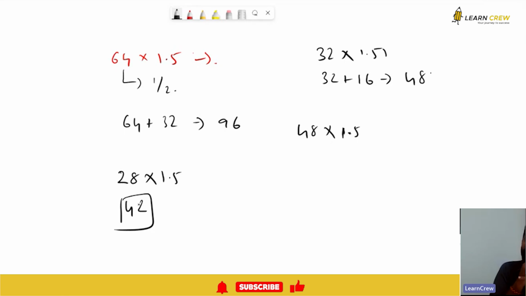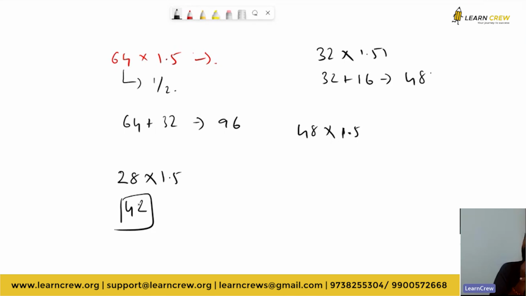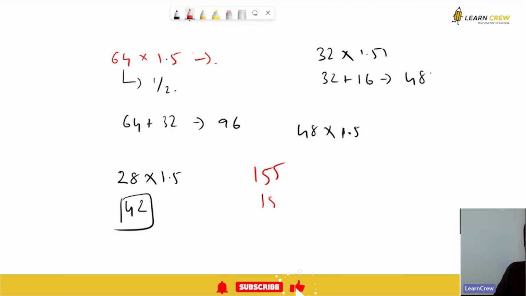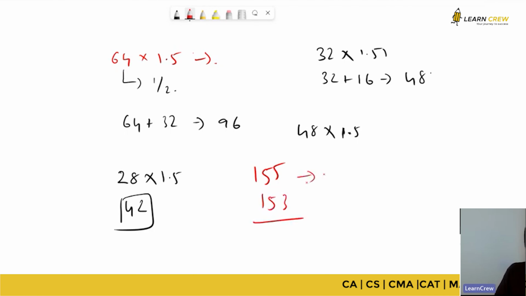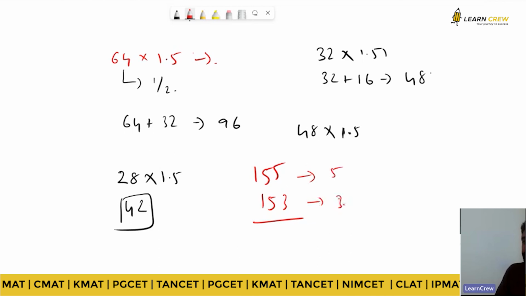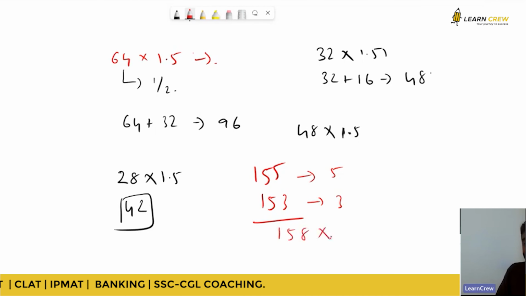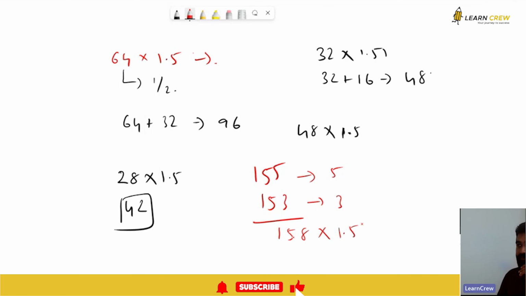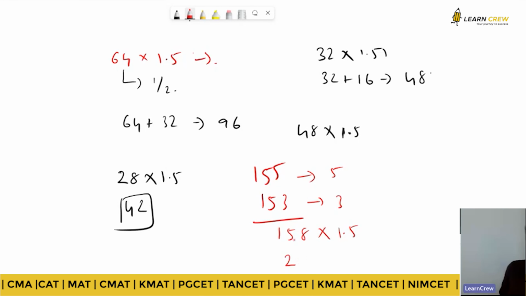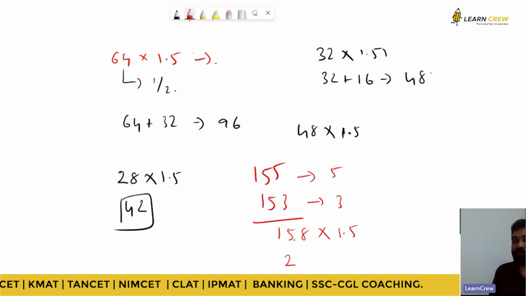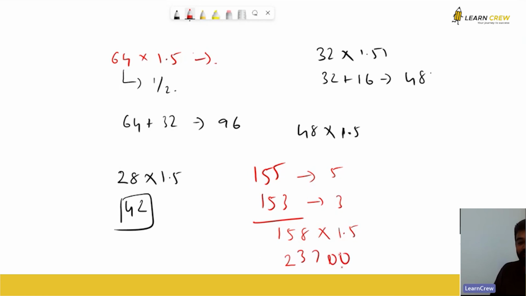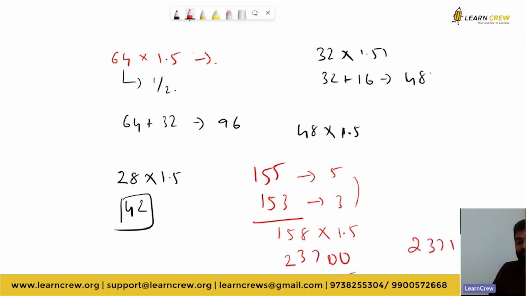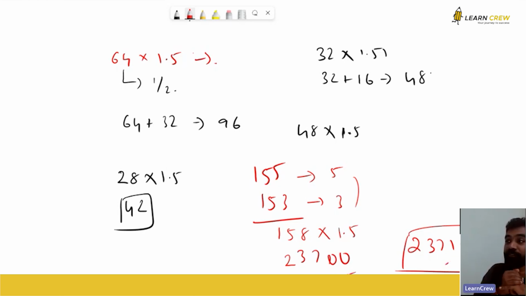So where is this 1.5 used? When you get a number like 155 into 153, the multiplying factor becomes 1.5. Did not get it? 155 into 153. How much is this more than 150? Plus 5. This is plus 3 more than 150. This becomes 158. Multiplied by 1.5, the answer is 79. Okay, 79 plus 158. 8 plus 9 is 17. Obviously, it should end with 7 only. Then 0, 0. Then add 5 into 3, 15. 23715. So this becomes the multiplying factor of 1.5.